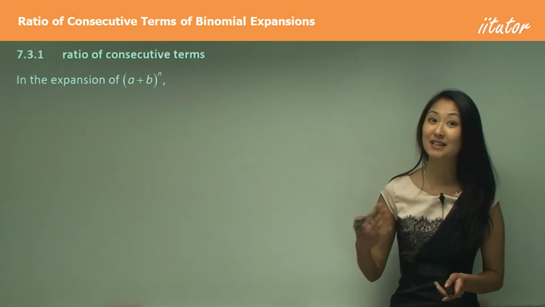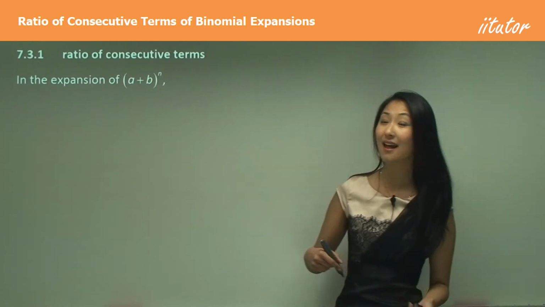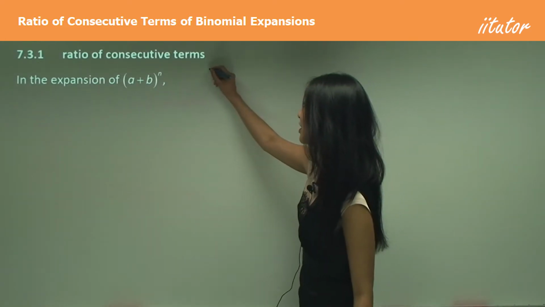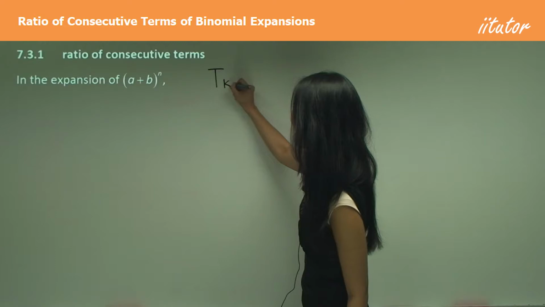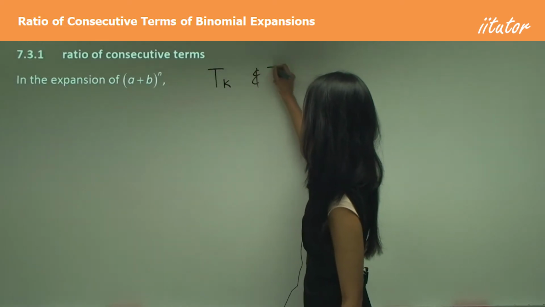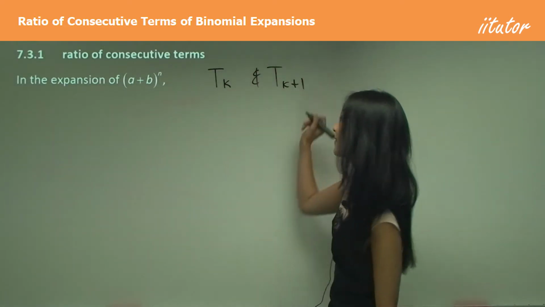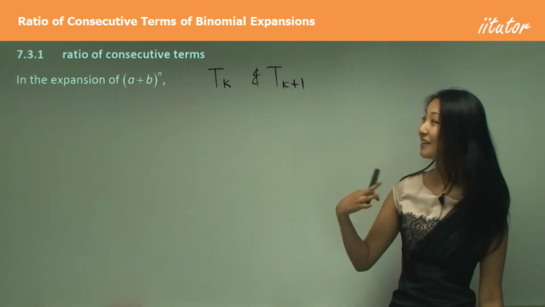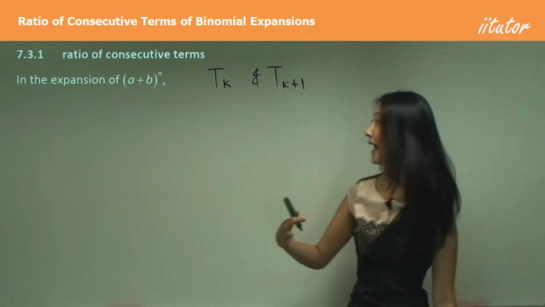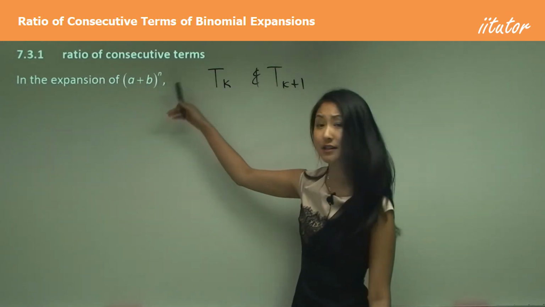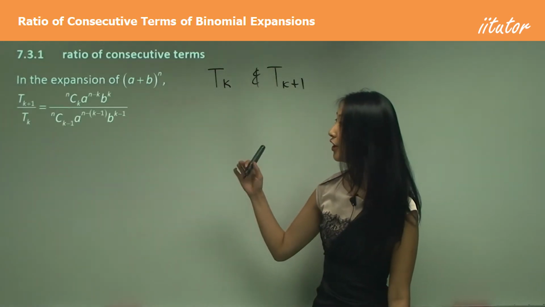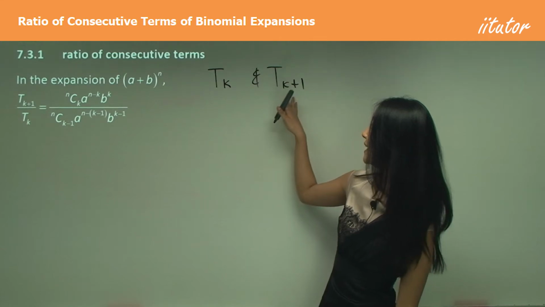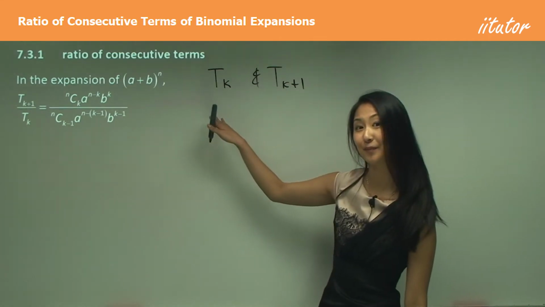So the ratio of consecutive terms just means that we're going to be finding the ratio between tk and tk plus 1. Yeah? So the ratio of that term and the consecutive term. So let's consider that in the expansion of (a + b) to the power of n. So the ratio of that will be tk plus 1 on tk, right?